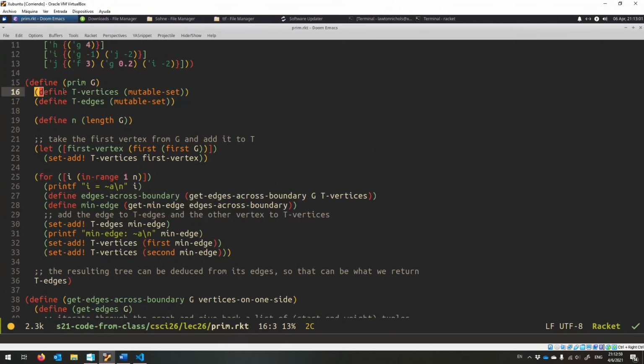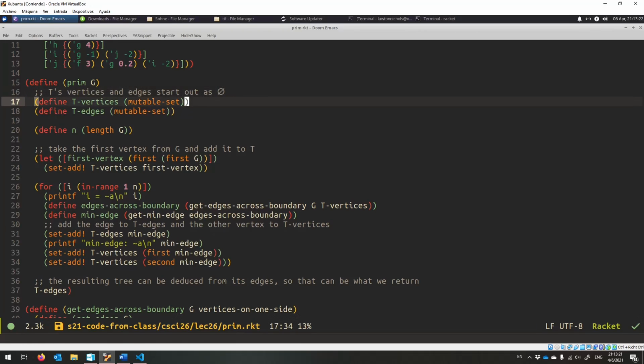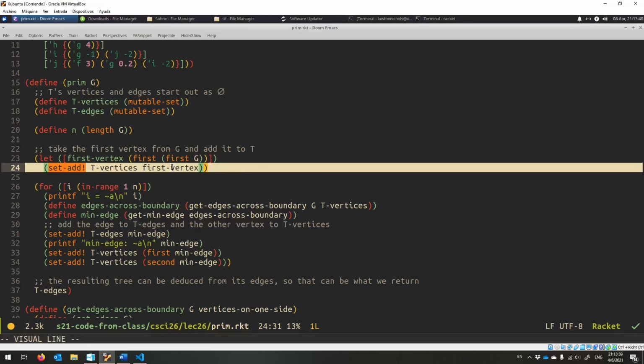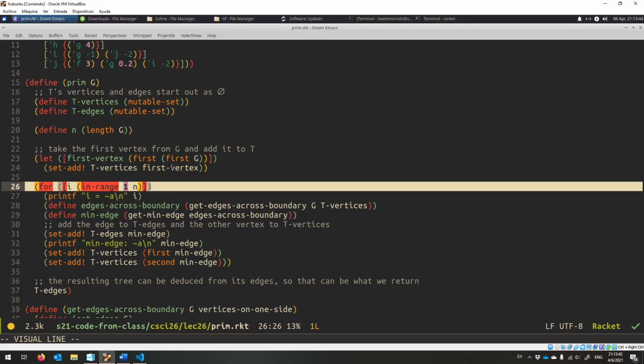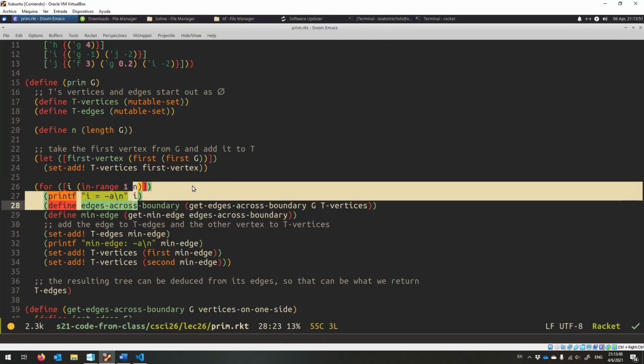So I'm going to keep track of my tree that I'm building up as a set that starts out empty. Mutable set just makes an empty set to begin with. So T's vertices and edges start out as the empty set. Okay, so that's that. And then I'm going to get the length of g, which gives us the size of the graph. And I'm just going to add a random vertex, which happens to be the first one. That's the one I'm picking. I'm going to add the first vertex to my t, which is the tree that I'm building up. And then for n-1 times, because in range only goes, it doesn't include the last one, so it's from 1 to n-1 really.